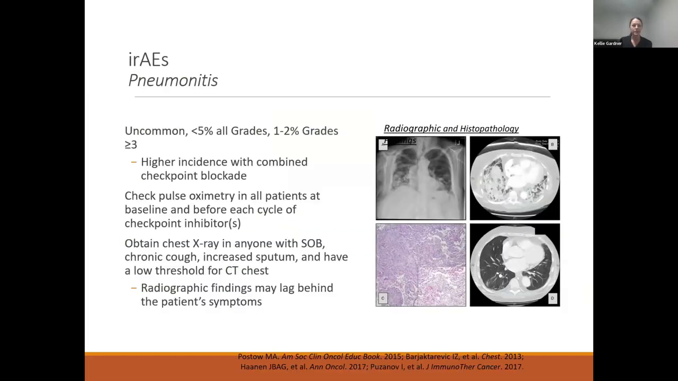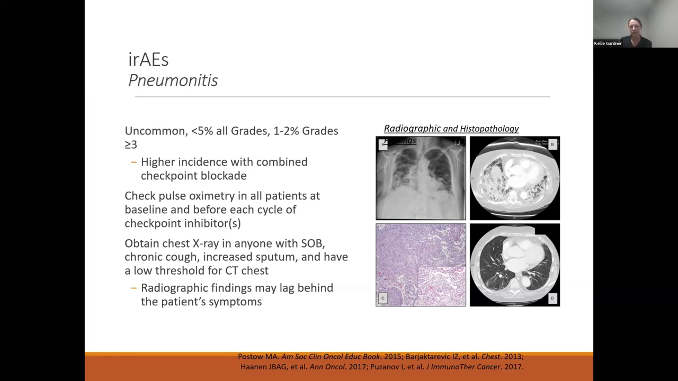Again, I said this is pretty uncommon, but we see it quite a bit given the frequency that we give immunotherapy at Georgetown. We do get a pulse ox every time we see patients, just to make sure we have a good baseline. And we have a low threshold for doing imaging on someone that has a new cough or any shortness of breath. We would at least get a chest X-ray, if not a CT scan.